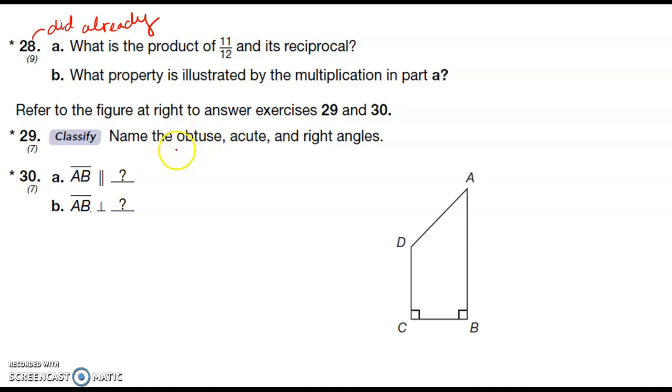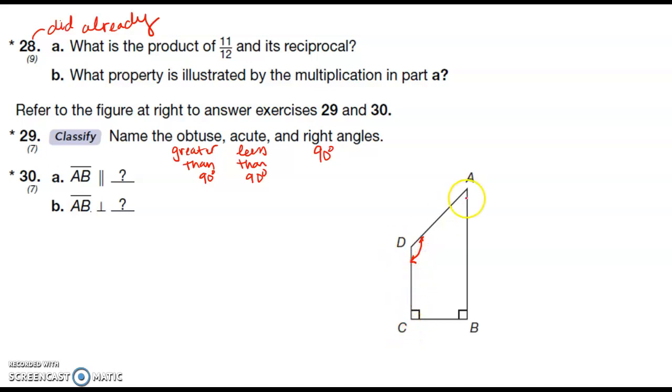Name the obtuse, so this is greater than 90 degrees, less than. And make sure you write this somewhere in the back of your spiral so that you can look at it when you're taking a quiz or a test or what have you. And then this is 90 degrees. So let's see, greater than 90 degrees, that looks like a good one.